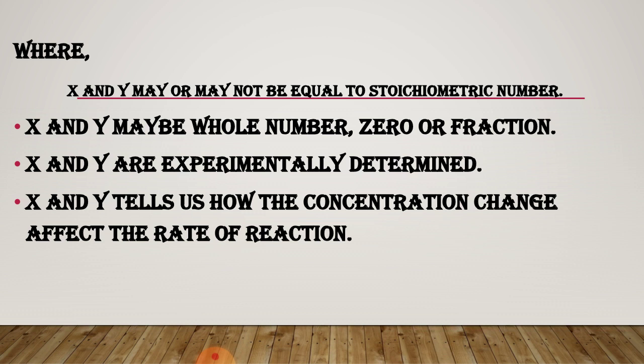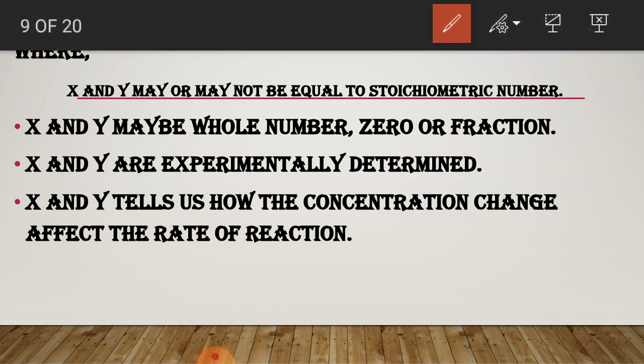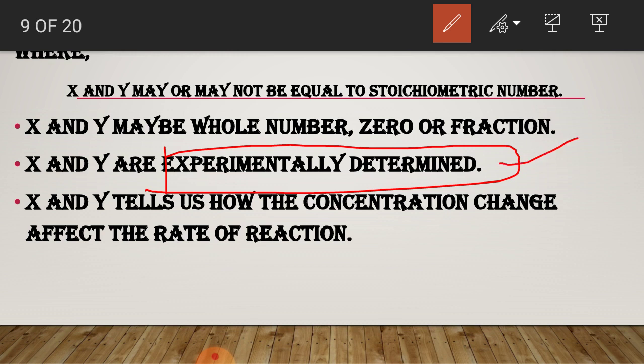A very important point, student: X and Y are experimentally determined. Remember, X and Y are experimentally determined. Whatever the values of X and Y are for the concentration of A or B, they have been determined experimentally.